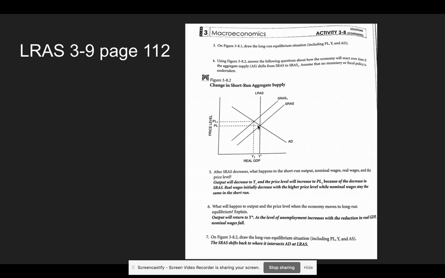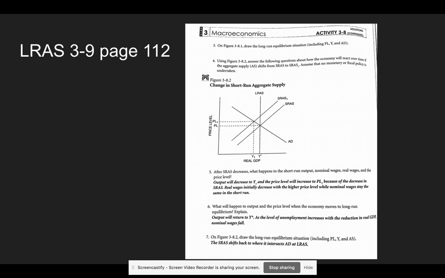If this is our usual price level, now we're here. What I would do if I were you is add a little arrow here going up, and an arrow to the left here, because that makes it really clear to you and whoever's grading your exam that the price level is going up and GDP is going down. So that helps us to answer the question really easily too. Now, because of the decrease in SRAS, real wages initially will decrease with that higher price level. Nominal wages stay the same.